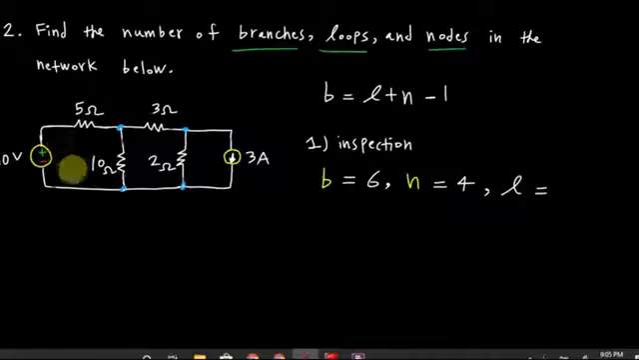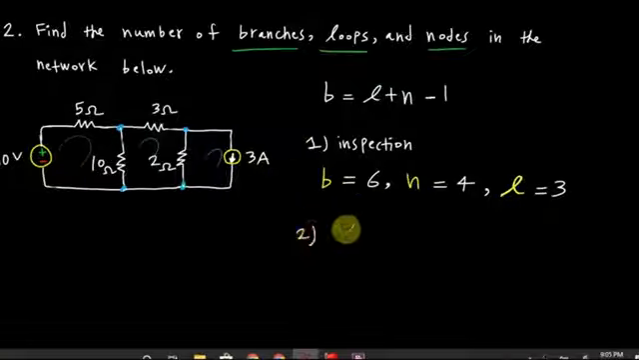So then we have 3 independent loops, because each of them has at least one branch that is exclusive to that loop, so it's not shared by other loops. We can now go ahead and use the fundamental theorem to solve for another variable. So we can solve for branches.